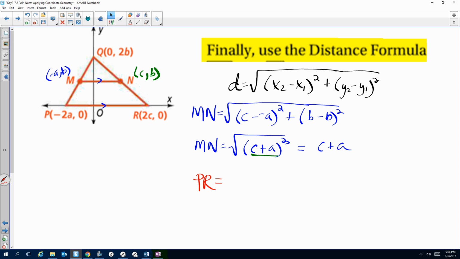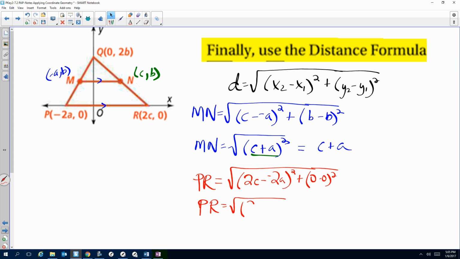Do the same thing because we've got to compare them. So we're going to do the difference of the x values. So we're going to have (2c minus negative 2a) parentheses squared plus, well, we know what 0 minus 0 is. So we're going to simplify this. And I'm hoping we see that PR is now the square root of (2c plus 2a) parentheses squared. All right, I'm going to simplify this just a little further. Take the square root. This ends up being 2c plus 2a.